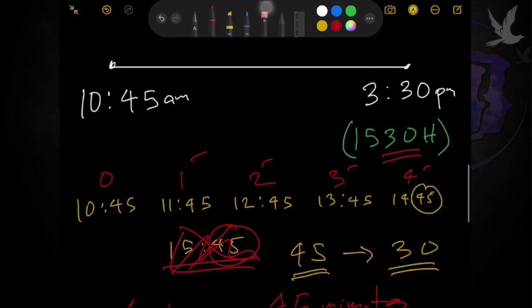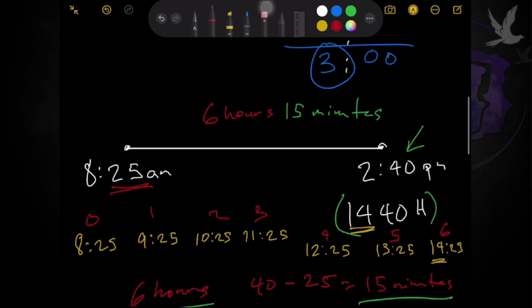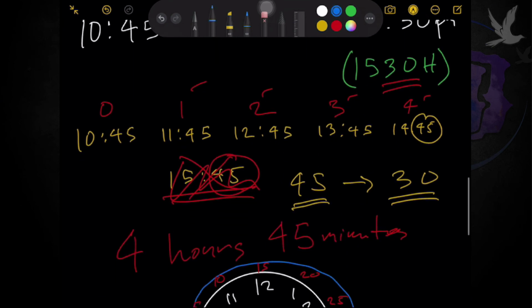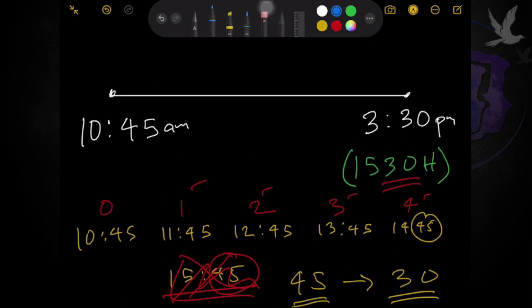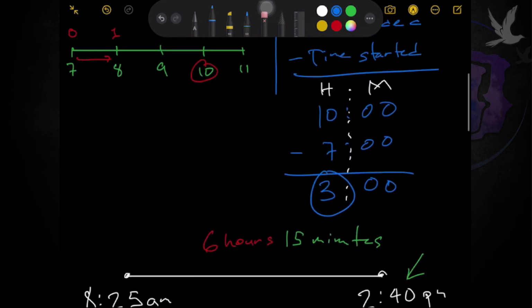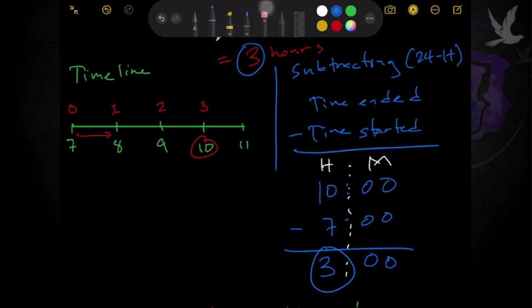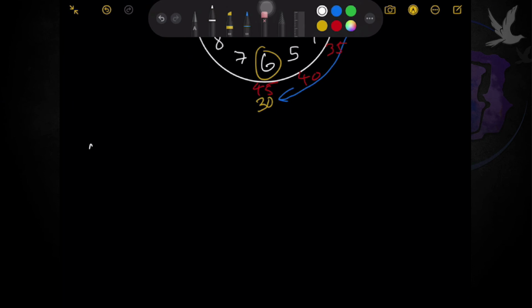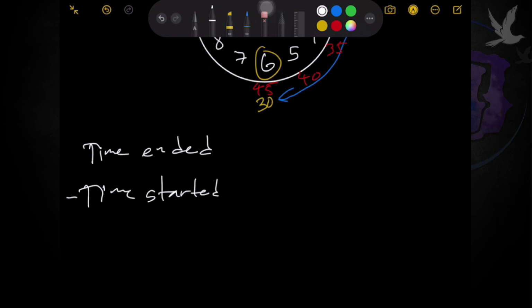Now, what if you're going to make use of the subtraction process? Ito, yung pag-subtract natin dito. Okay? This is a little complicated, so I advise you to make use of the timeline instead. But if you would like to learn about this, continue watching. Okay, doing so, subtracting natin, subtracting time ended and time started. Again, this is the complicated part. So, write ko lang ulit yung formula natin. Time ended and time started. Subtract yan na. Again, this should be in 24-hour format.